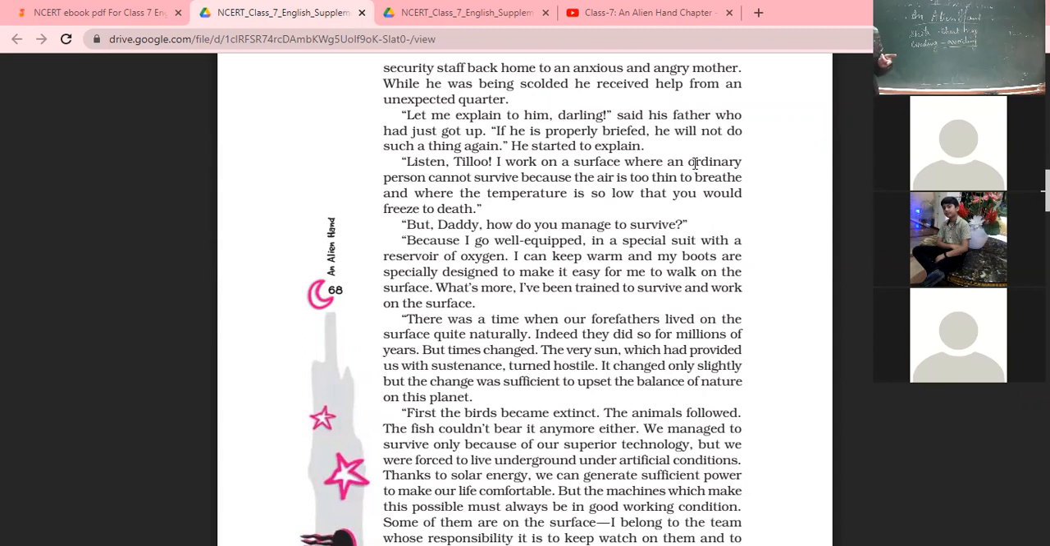So when he reached home, mother started scolding him. I will not allow you to go home, come home. I will not allow you to do this. I will not give you any time for games and all that. He was being scolded by mother. And then he received help from an unexpected quarter. Unexpected quarter means that from someone else he has got that help.